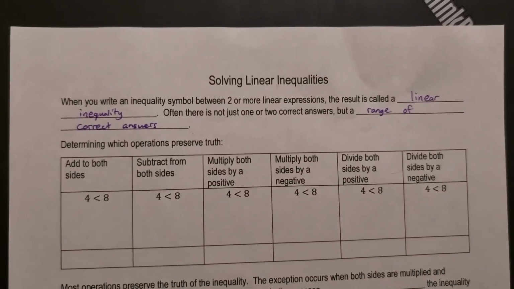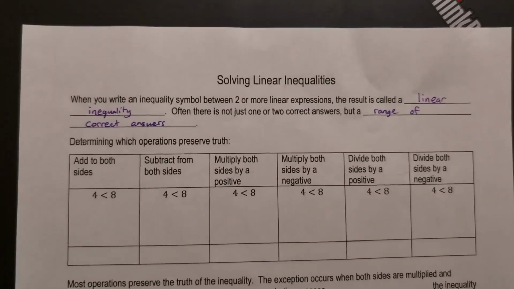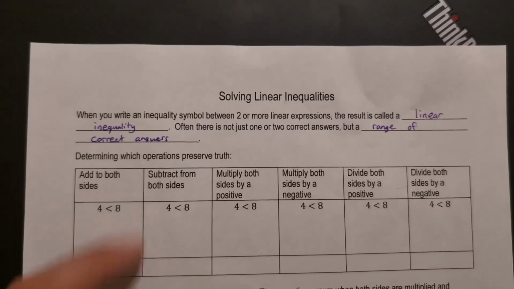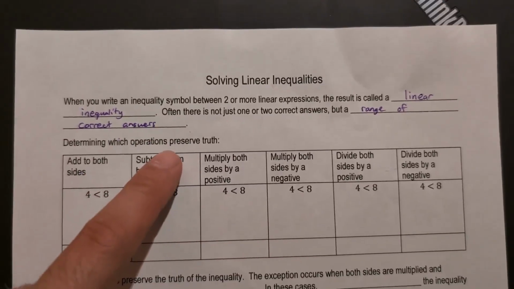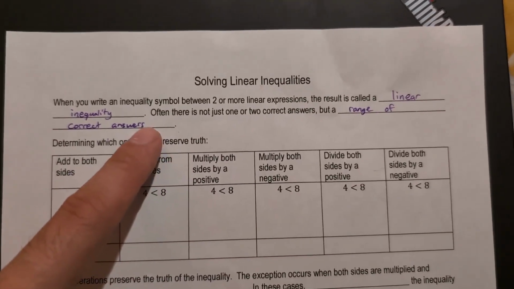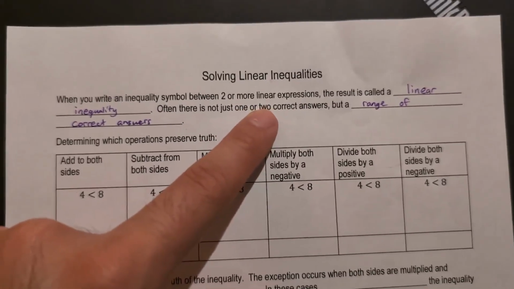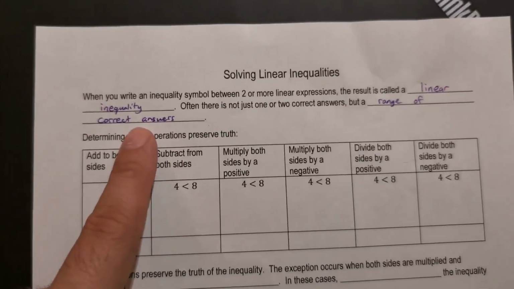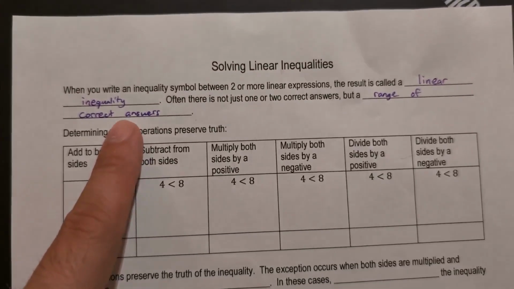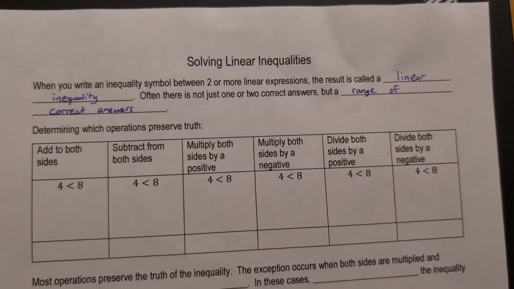When you write an inequality symbol between two or more linear expressions, we call that a linear inequality. So by inequality, we mean like a less than or greater than sign. And so often there's not just one correct answer or two correct answers, but we might have a range of correct answers or an interval of correct answers that all fit within the criteria.